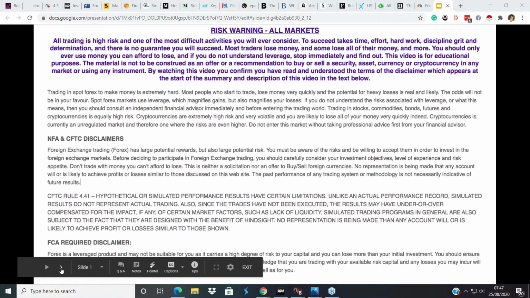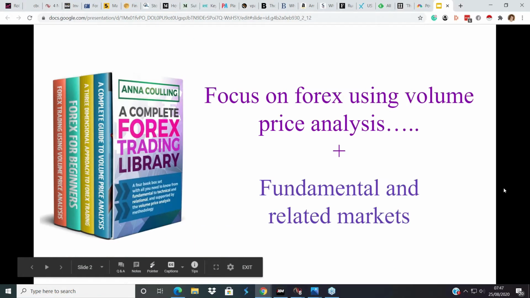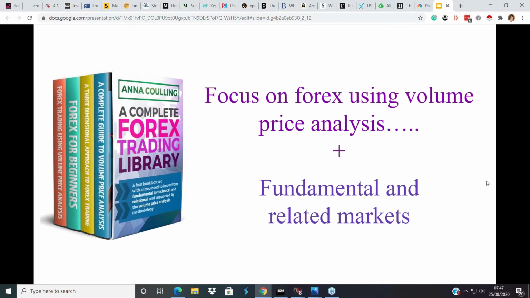So very quickly, maybe for those of you who are coming along for the first time, we are going to be looking at the forex market and the charts, and we're going to be looking at the charts through the prism of what we call volume price analysis. It's a methodology that is outlined in the books on Amazon. And it essentially looks at price action and volume to confirm, to get some idea of whether the move that we're seeing on the chart is actually genuine or not.